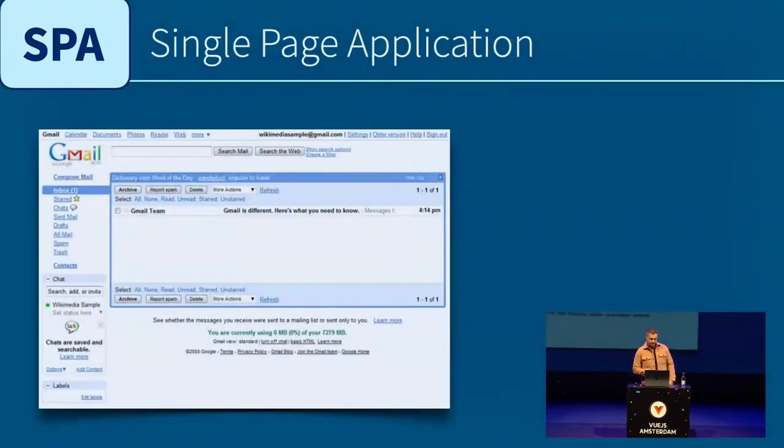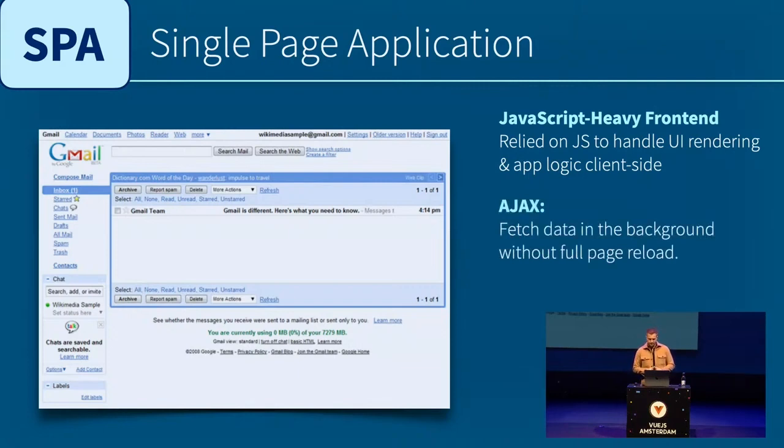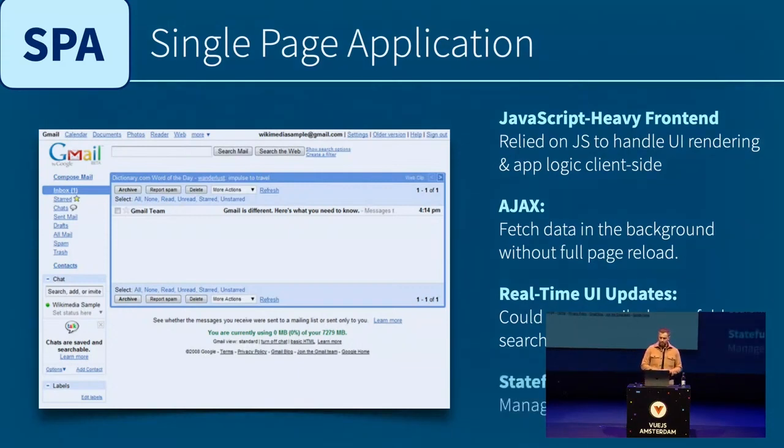Now, Gmail showcased the potential of creating dynamic, responsive, and really highly interactive web pages, and they did that by using JavaScript to handle the UI rendering and the client-side app logic. They also used Ajax for fetching data in the background. This eliminated the need for a full page reload, and it also allowed the user to receive real-time updates and navigate seamlessly around the app, all while maintaining application state within the client.